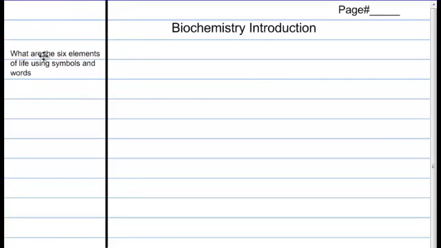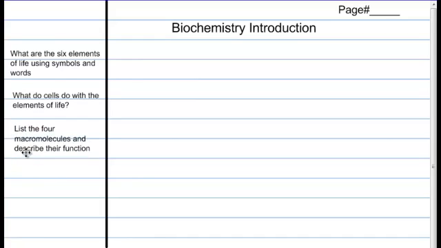So, what are the 6 elements of life using symbols and words? What do cells do with the elements of life? And those can be close together, okay? And then the last one is list the 4 macromolecules and describe their function. You should have about 2/3 of the space for that last one, maybe not quite that much. And this is what your note sheet should look like.